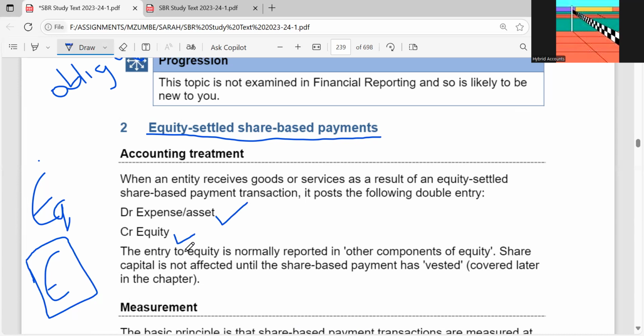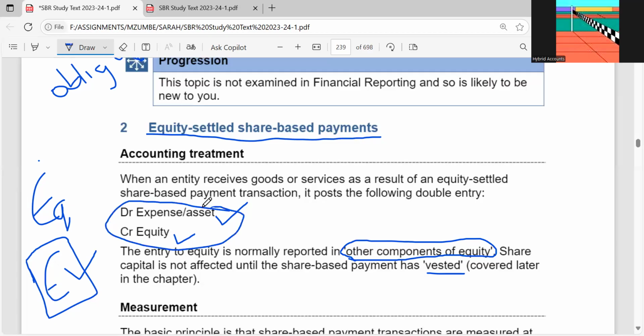So the entry to equity is normally reported in other components. You see, it's equity, but not specific, just the other components of equity. It's not categorized properly now, right? So share capital is not affected. You get share capital when it is settled. That's why you say share capital is not affected until the share-based payment has vested. You would see about this vesting later. Don't worry about this, right? Okay, now that we have seen how to recognize, this is the way of recognizing this, right?